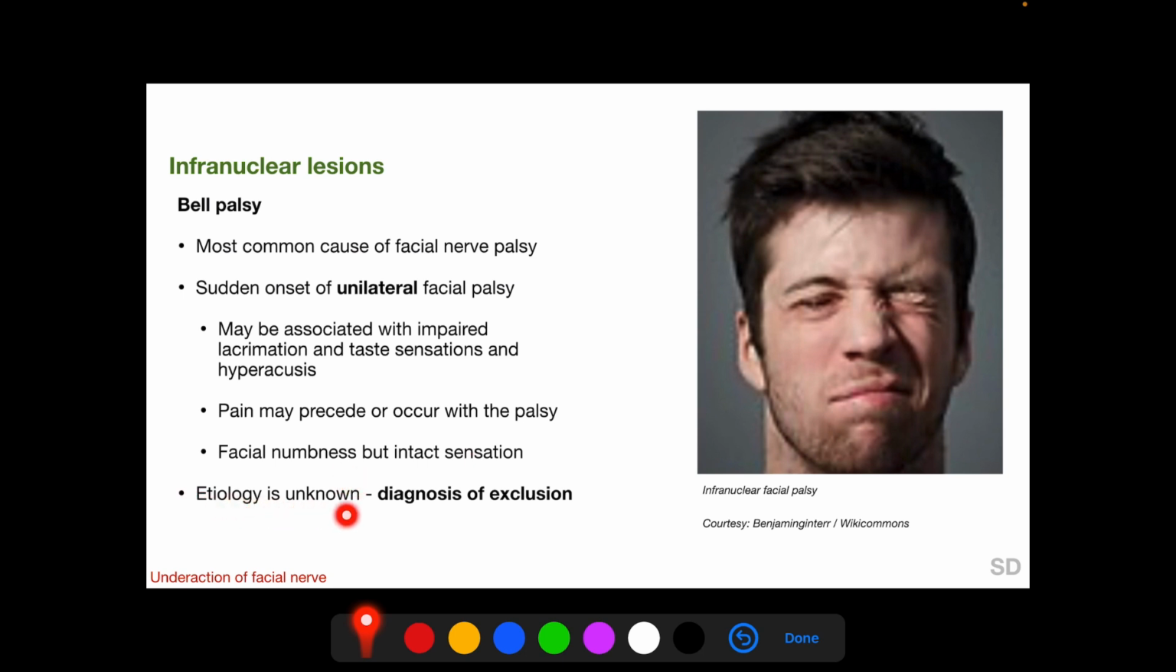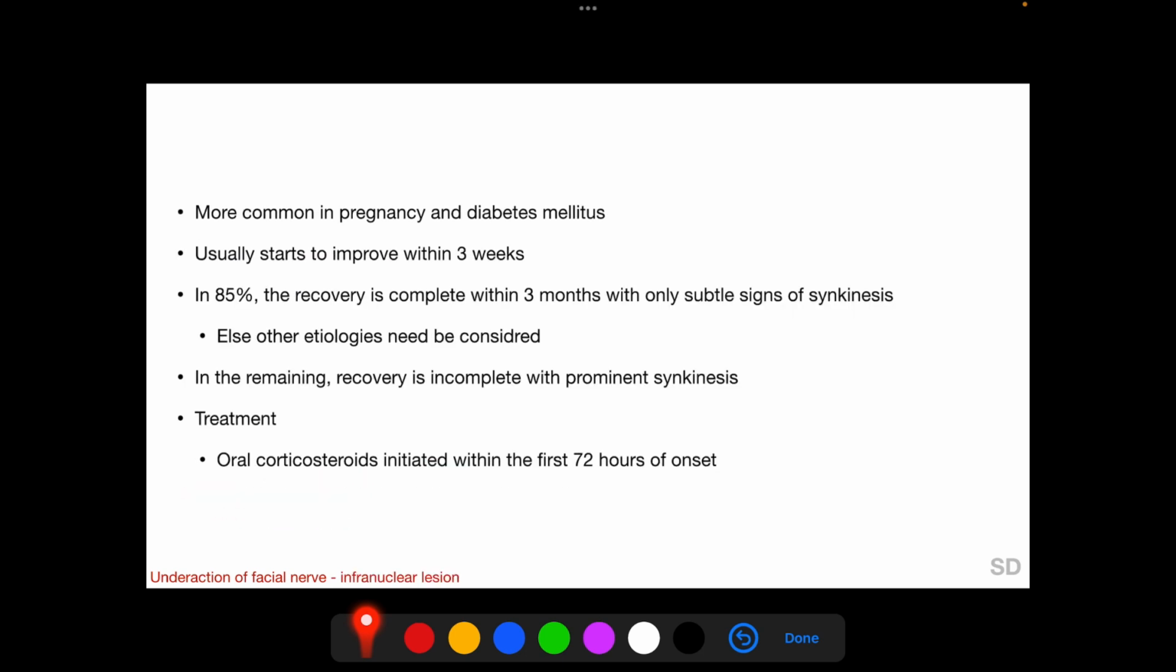Etiology of Bell's palsy is unknown. Bell's palsy is more common in pregnancy and diabetes mellitus. It usually starts to improve within 3 weeks. In the majority of patients, the recovery is complete within 3 months with only subtle signs of synkinesis. Impaired recovery suggests other etiologies. In the remaining 15% of Bell's palsy patients, recovery is incomplete with prominent synkinesis. Treatment of Bell's palsy includes oral corticosteroids initiated within the first 72 hours of onset.